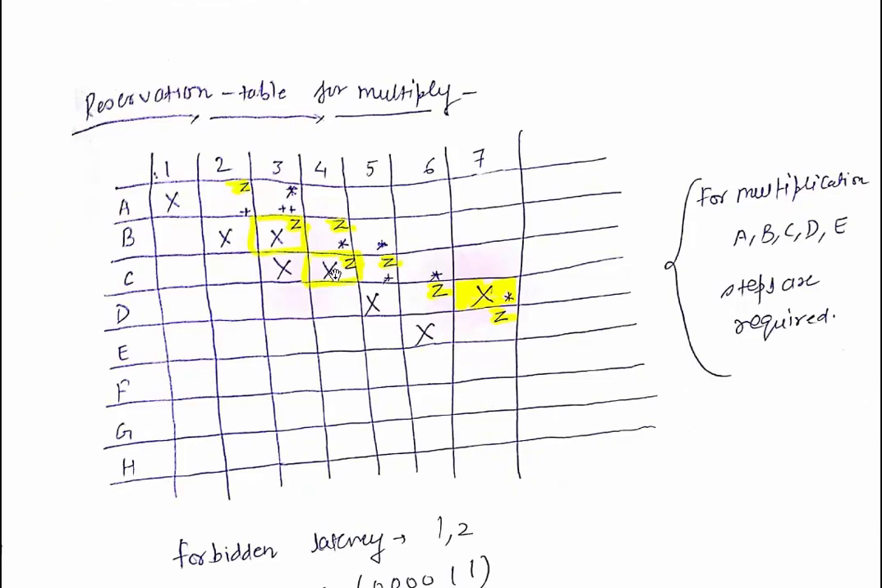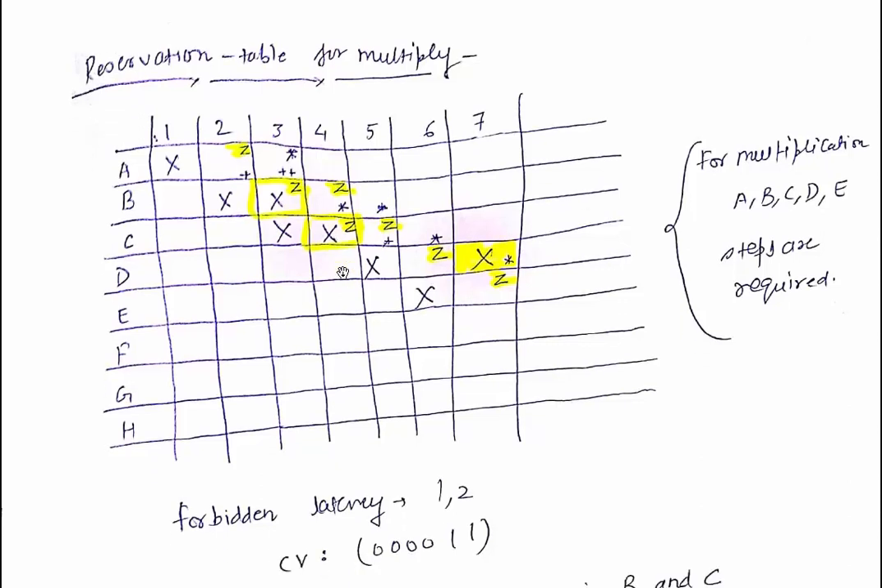Okay, now please see the individual reservation tables. So this is your reservation table for multiply. Let's say the multiplication operation takes 1 2 3 4 5 6 7 clock cycles. And for the multiplication operation, let's say A B C D E steps are required. So this is just an assumption. I am not saying this would be the scenario which is required. I am just saying this is an assumption we have taken to show you certain important realizations.